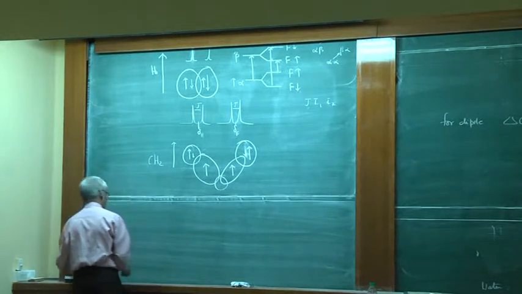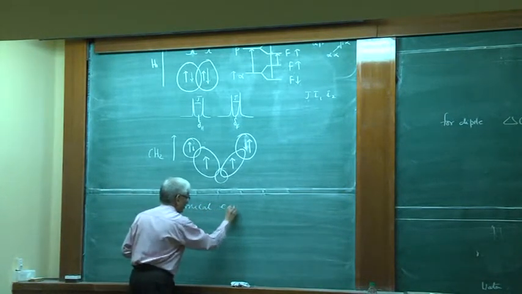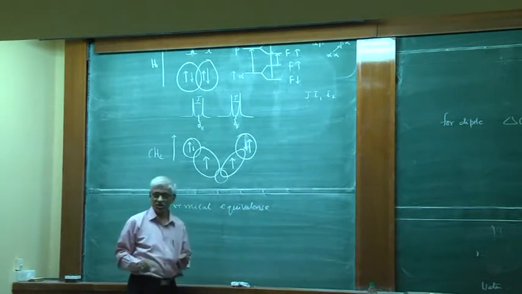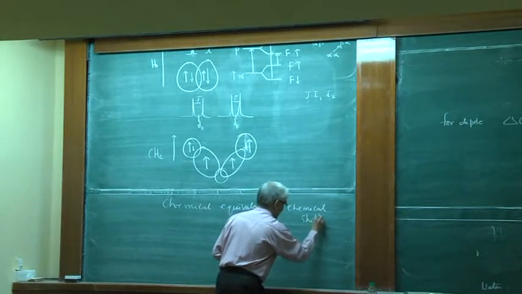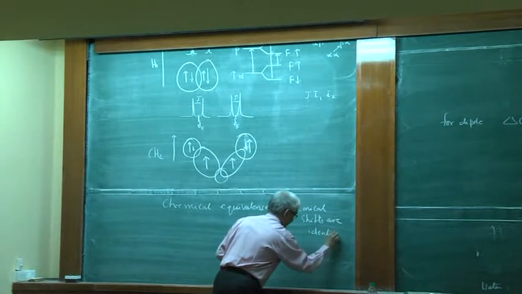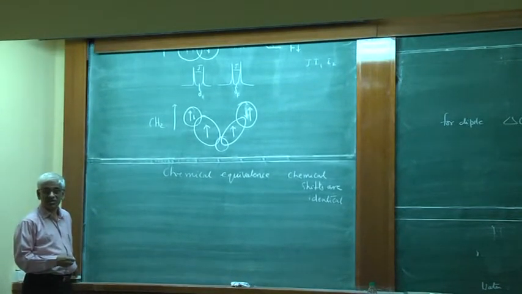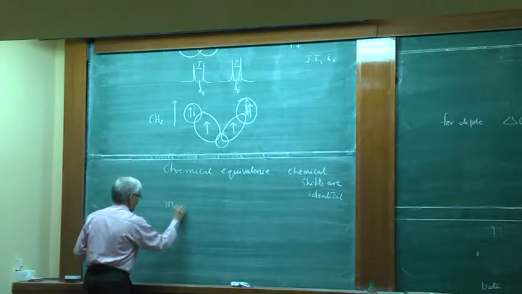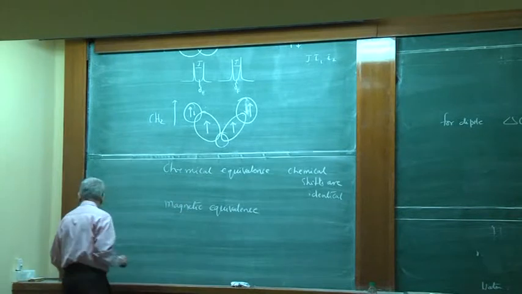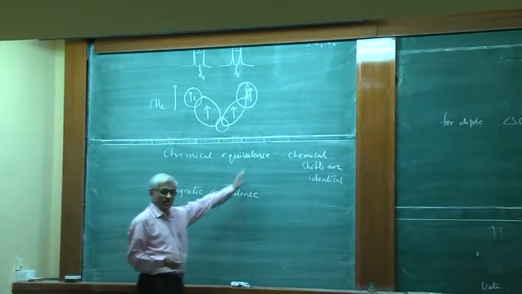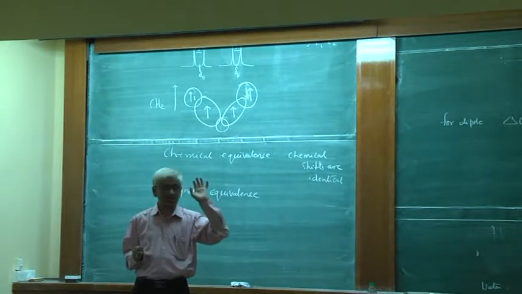Okay, now let us look at other concepts. Chemical equivalence. What is chemical equivalence? For completeness, I am putting this here, so you probably already know all of these. The chemical shifts are the same. But there is another term which you often come across. What is that one? Magnetic equivalence. What is the difference between these two? How is magnetic equivalence different from chemical equivalence?